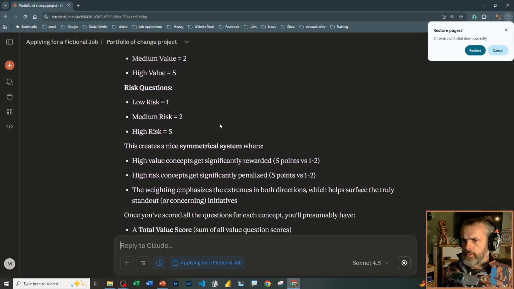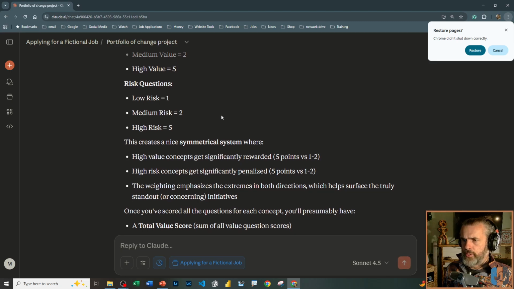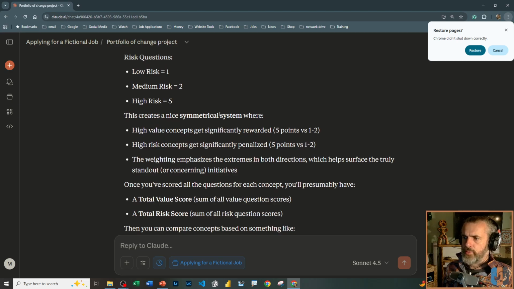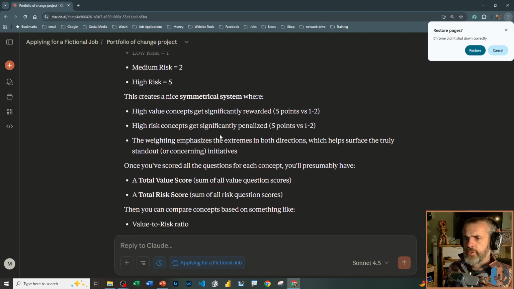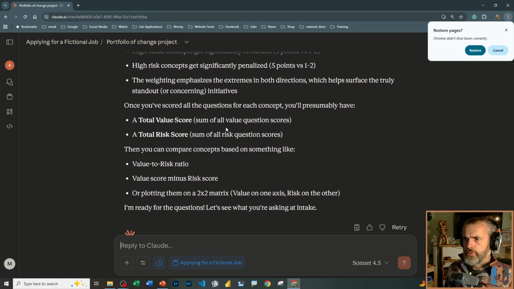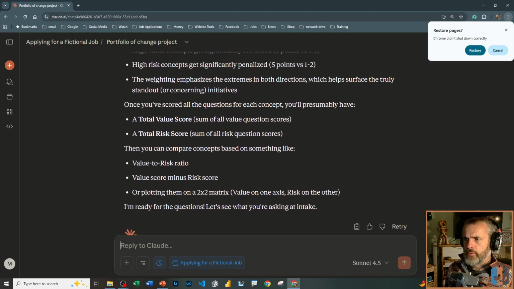Yeah, this creates a nice symmetrical system where high value concepts get significantly rewarded and high risk concepts get significantly penalized. The weighting emphasizes the extremes in both directions, which can help surface the truly standout initiatives. Once you've scored all the questions in the concept, you'll presumably have a total value score, the sum of all the values, yes, and a total risk score, yes.